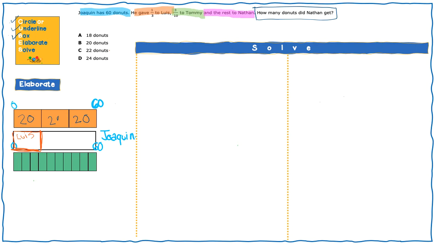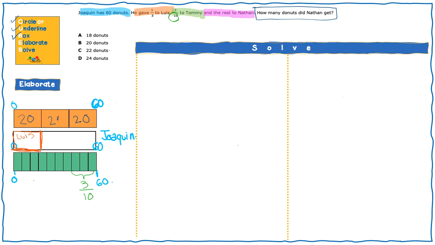Okay, so let's continue with the story. Now I'm going with Tommy, so now I'm gonna use green. He gave 3/10 to Tommy. We're gonna be using this section on the bottom. I split one whole just like Joaquin's whole into 10 equal pieces. You see? So I can represent these 10 equal pieces that we got with Tommy. And then Tommy got 3 of these. So this is 3/10.